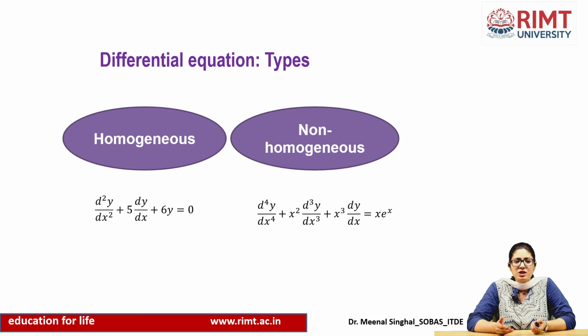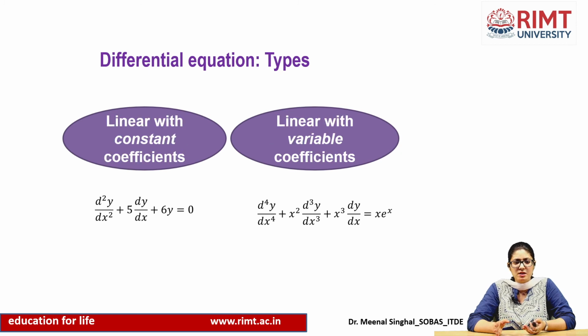Another classification includes homogeneous differential equations and non-homogeneous differential equations. The homogeneous differential equations are those equations where the right hand side of the equation is 0, and non-homogeneous differential equations are those where the right hand side is not 0. So, we have some terms available on the right hand side. So, these are the clear distinctions of homogeneous and non-homogeneous equations.